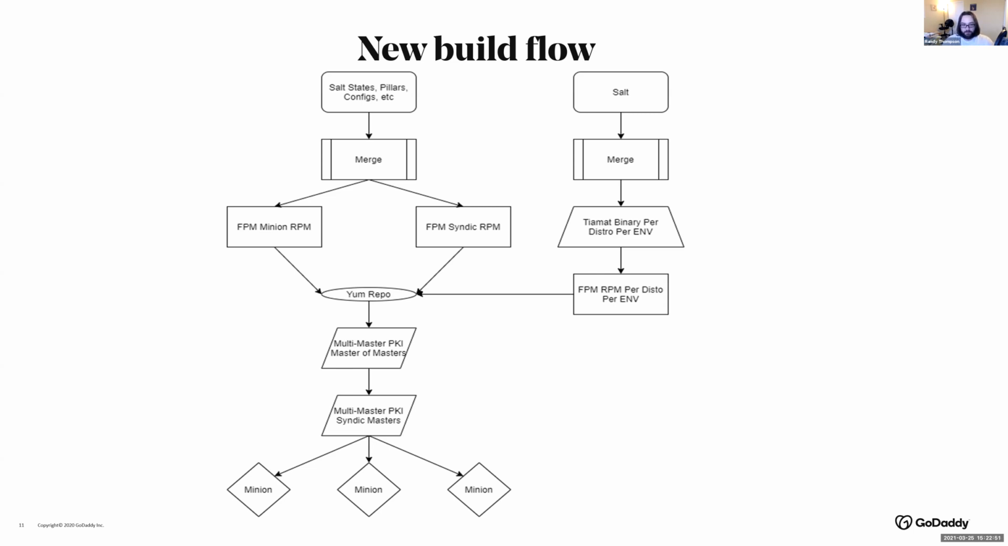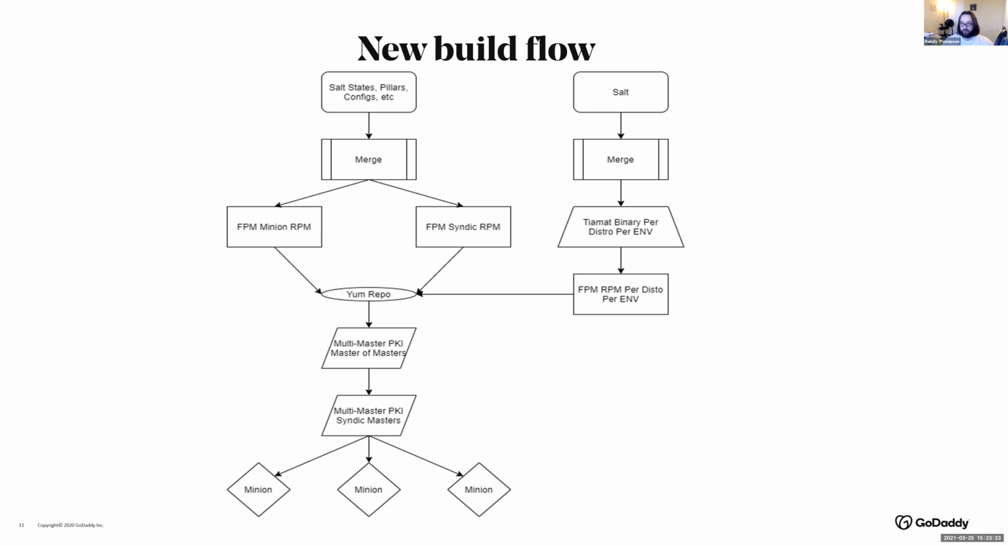The states, pillars, configs, etc., those are actually never built via Tiamat. So they're just the raw files basically turned into an FPM RPM. And then uploaded into the Yum repo. When people make changes to their repo, which is generated from a template repo that we own as well, effectively every team we onboard into our core provisioning platform and Patchman products that are driven by Salt, they get a single repo clone from a template repo.